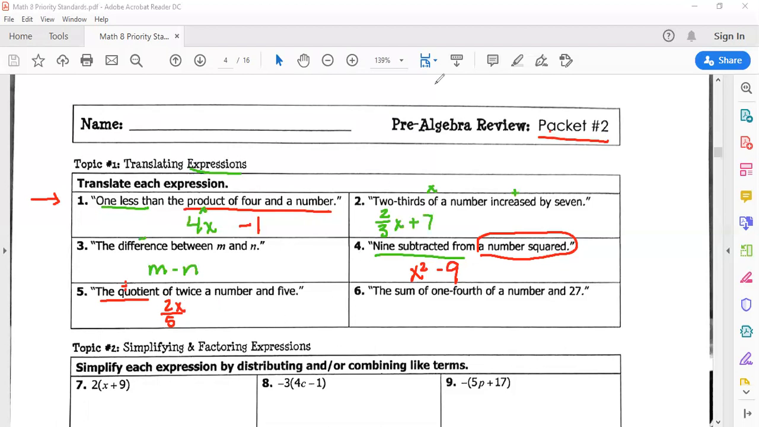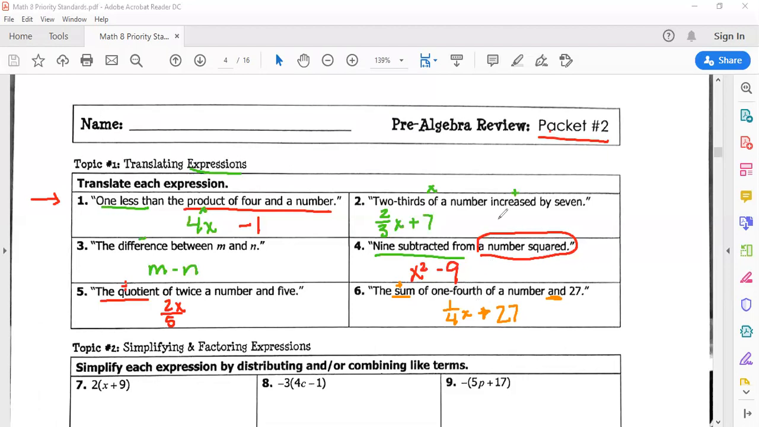And then the last one that we have here is the sum of. Sum means addition. Now, this is really important because when you're adding two things, you have one thing and then you have the other thing. This and that, that's where your plus sign goes. So it's going to be 1/4 of a number and 27. This takes practice, but it's really important when you're in Algebra 1 that you're able to interpret these word phrases so you can come up with the correct problem. Because as we all know, if you write the wrong problem, you get the wrong answer.